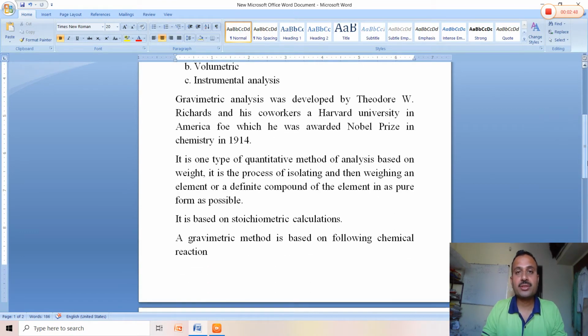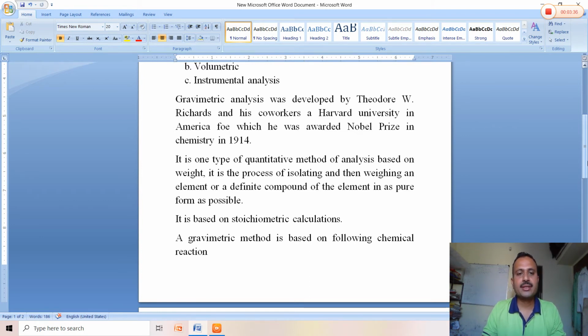Now, gravimetric analysis was developed by Theodore W. Richards, the American Nobel laureate. Gravimetry was invented by Theodore W. Richards. This is the most important line, and his co-workers at Harvard University in America, for which he was awarded the Nobel Prize in Chemistry in 1914. Just then the First World War had started. American scientist Theodore Richards was awarded the Nobel Prize for the invention of gravimetric analysis.